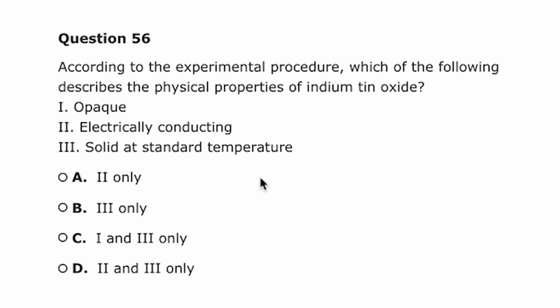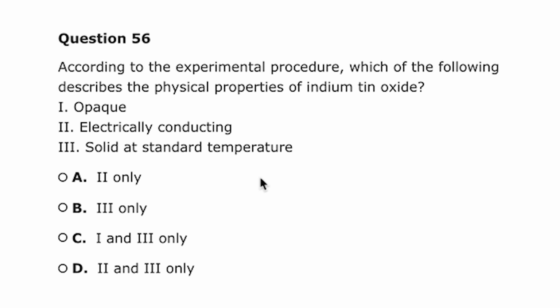So last question from our last passage in Chem Phys. I will miss you. So, according to the experimental procedure, which of the following describes the physical properties of indium tin oxide? 1, opaque. 2, electrically conducting. 3, solid at standard temperature. Now, we have a bunch of different answers here with Roman numerals. So, A is just 2. B is just 3. C is 1 and 3. And D is 2 and 3.